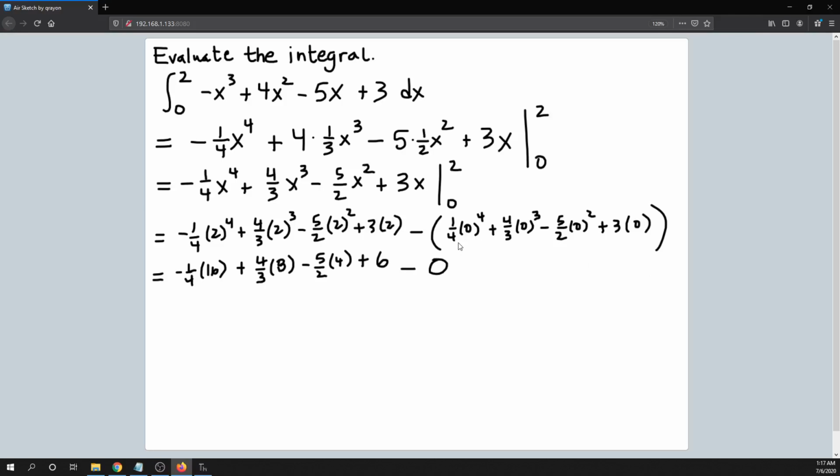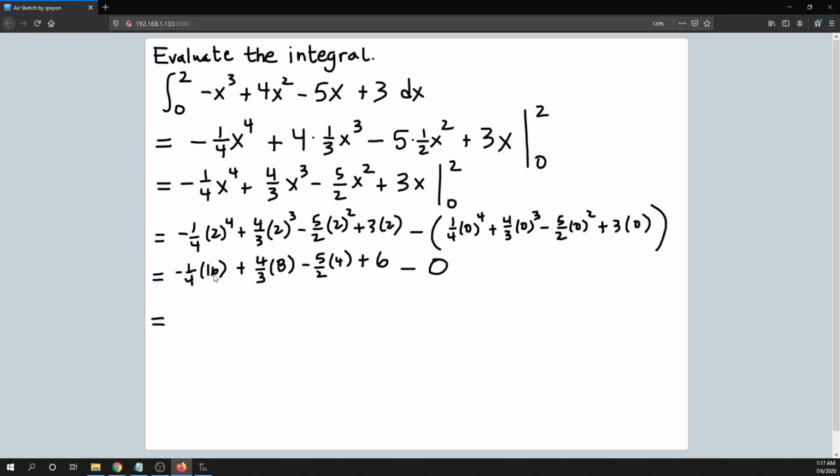Just be a little bit careful about that. You'll find a lot of people will just jump to the conclusion that because this is 0, when you plug it in, you get 0. That's true for a polynomial like we have, but there are plenty of functions that are not going to be that way. So just make sure that you don't jump to that conclusion too quickly. All right, keep simplifying.